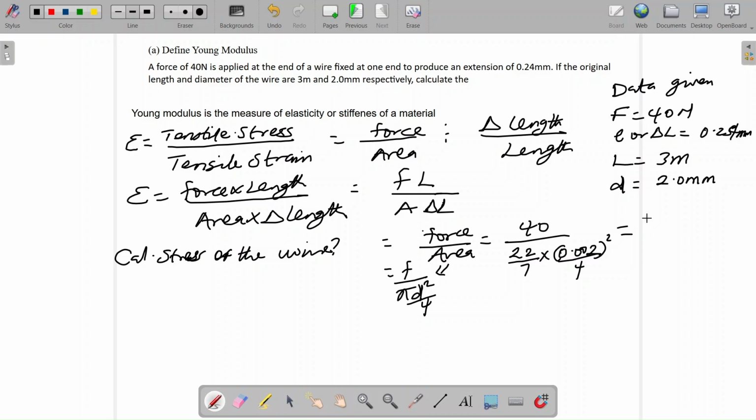40 divided by 22, that is 22 divided by 7, multiplied by 0.002 squared, divided by 4.